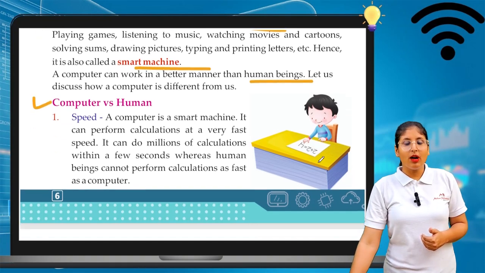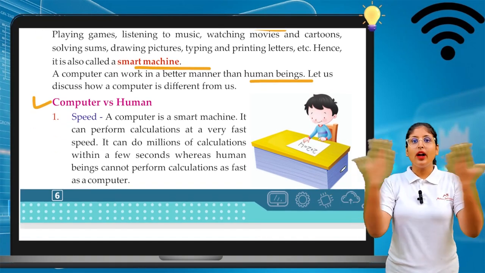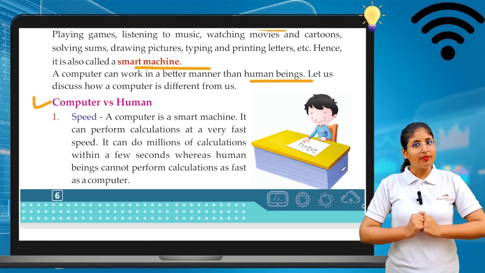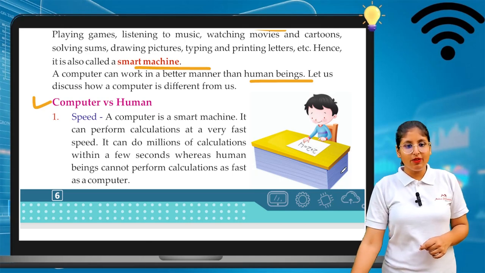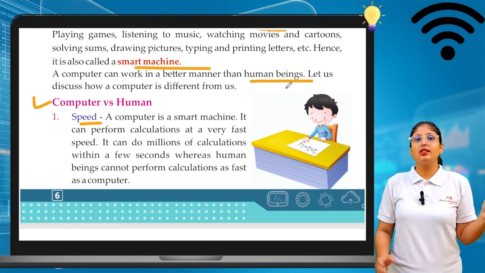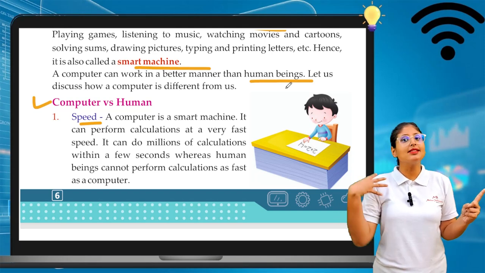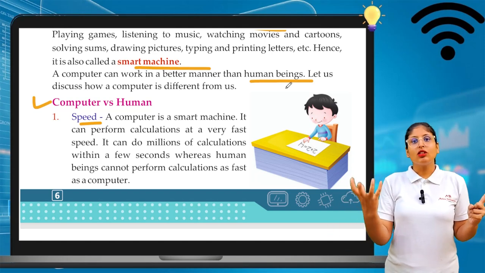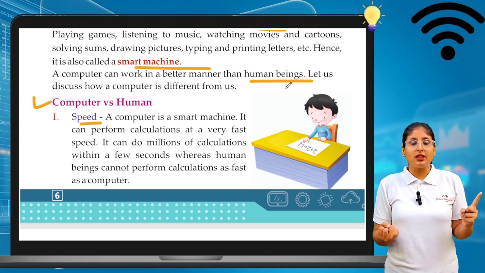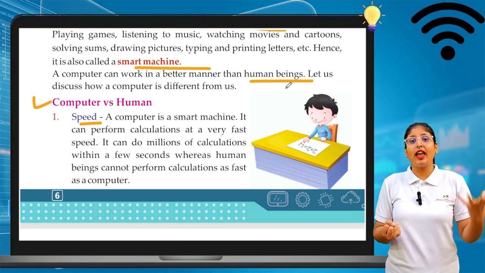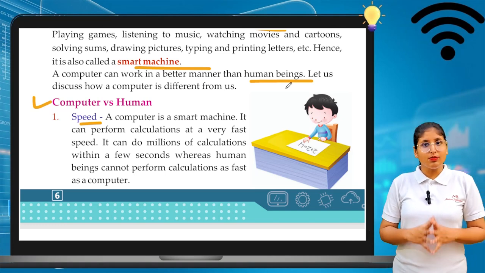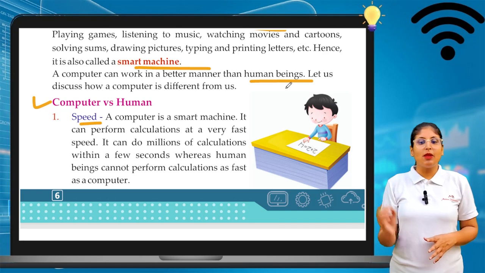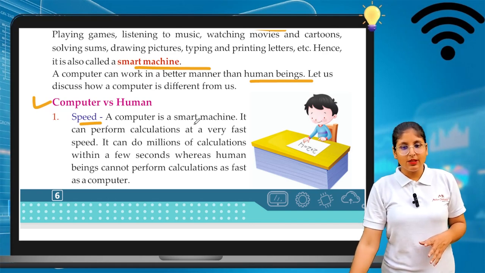If you want to compare human beings and computer, what are the differences between both of them? Are both the same or both different? Let's see. First one is speed. In terms of speed, how is computer different from human beings? Human beings have a limited speed, but computer does not have any limited speed. It is very fast as compared to human beings. So in terms of speed, a computer is a smart machine.